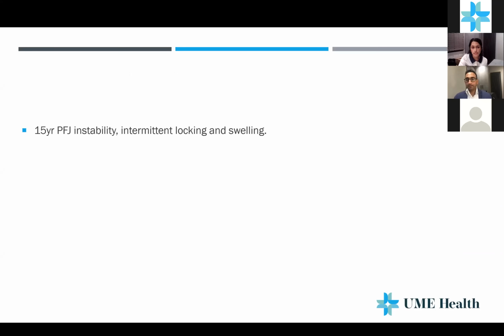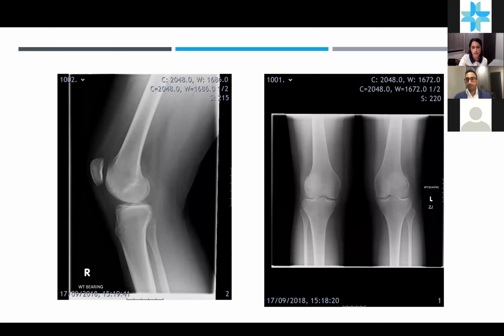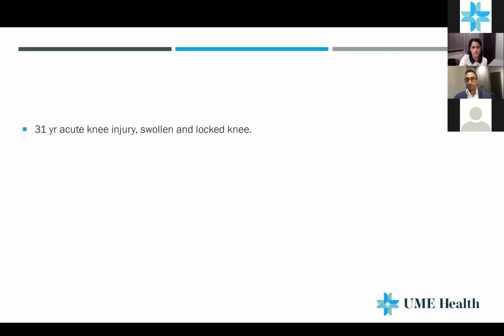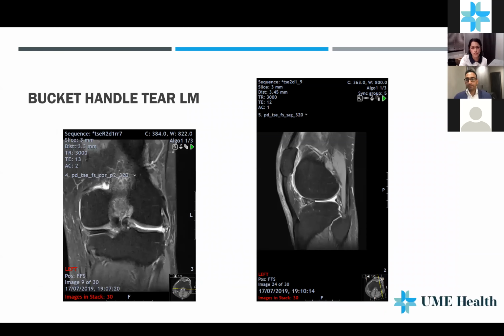50-year-old PFJ instability, intermittent locking and swelling. Plain films are unremarkable, but this actually revealed multiple osteochondral injuries. And this shows a very irregular patellar contour here, and it's due to multiple recurrent dislocations, resulting in multiple osteochondral injuries and loose bodies. 31-year-old acute knee injury, swollen and locked knee.